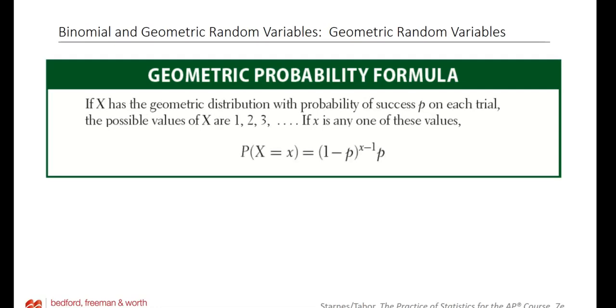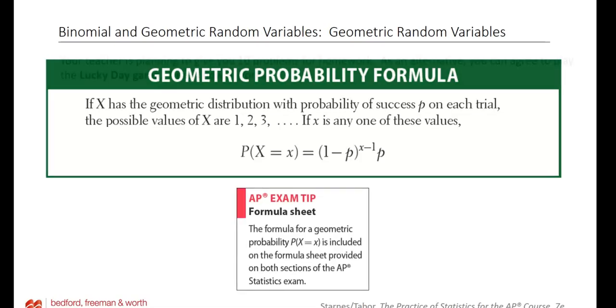This is the formula. So this is actually helpful. This is the formula for the geometric probability, and that first parentheses there is the probability of failure. You want to fail x minus 1 times, and then have your first success on the x time. That is on your formula sheet.